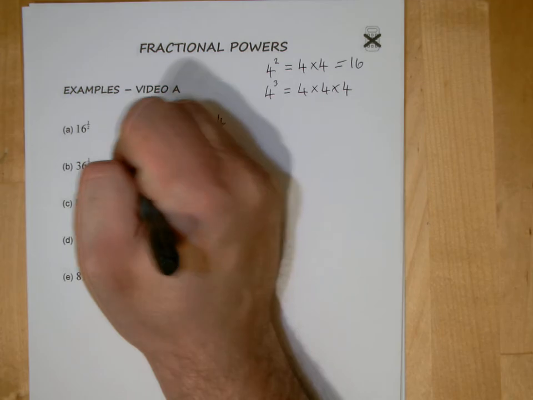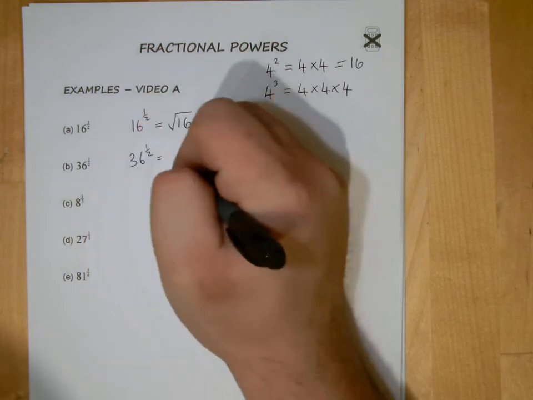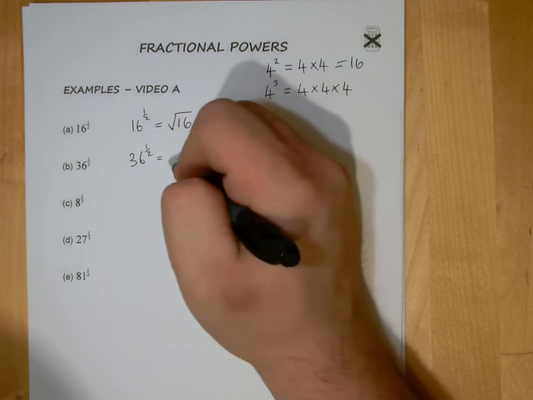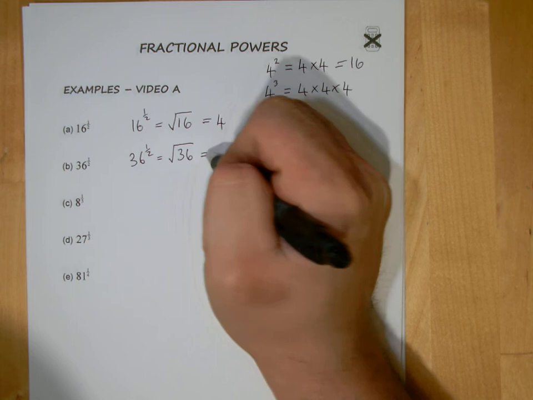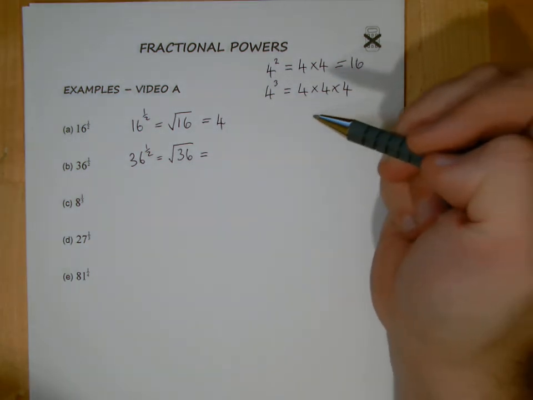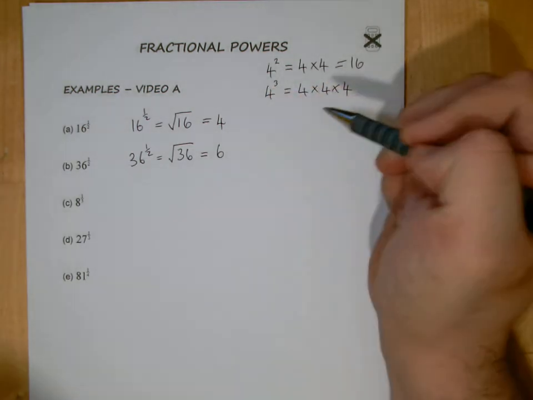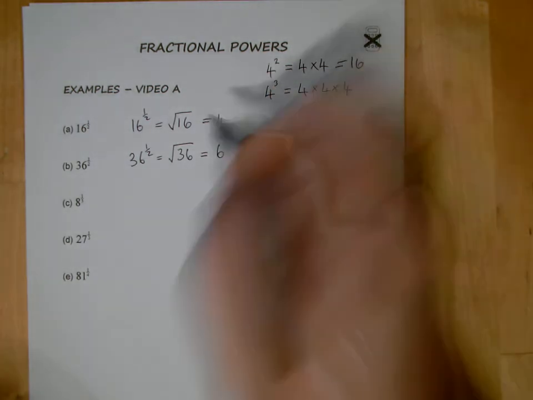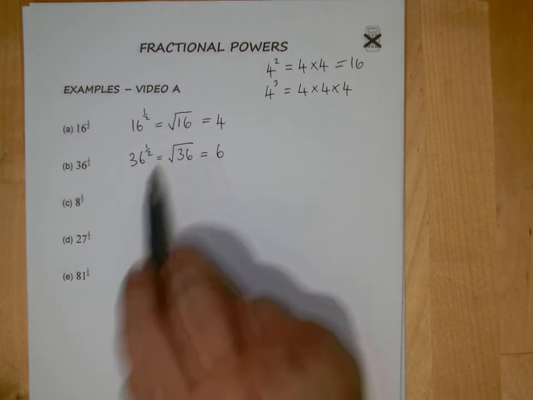Okay, let's look at the next one. 36 to the power half. Again, you write next to it what it means. Power half means square root. So we can square root 36. And we just need to think now, what do we times by itself to get 36? And of course, it's going to be 6, because 6 times 6 is 36. So 36 to the power half is 6.